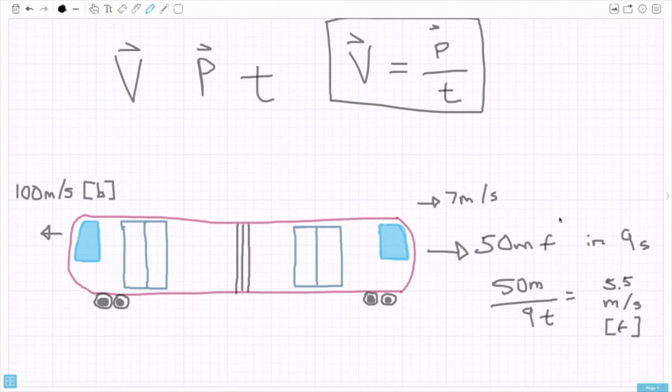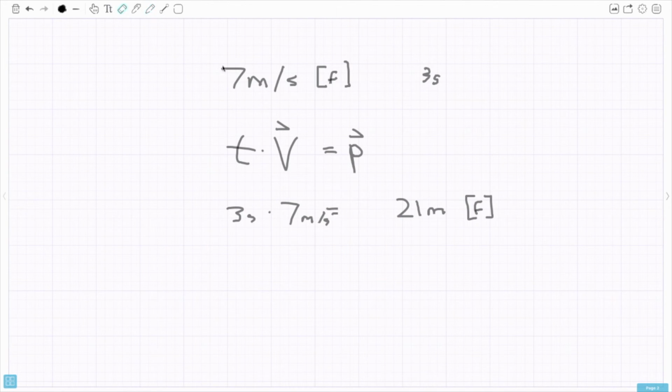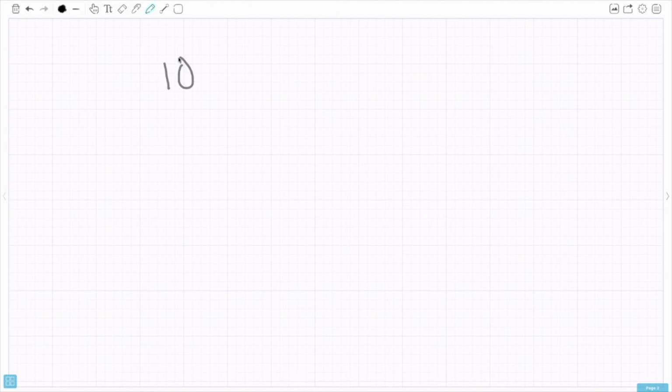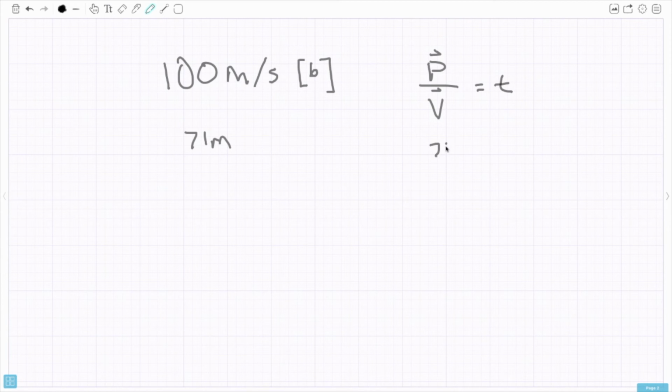So anyway, let's get started with our going backwards calculations. So let's say it goes at 100 meters per second on a 71 meter road. So basically going backwards at 100 meters per second. And you're trying to find the time that it takes for the train to travel back to the original position. And so we're going to modify the formula a bit again. So it would be position divided by velocity equals the time, in seconds. So this means 71 divided by 100 equals 0.71 seconds. So it took 0.71 seconds to travel that 71 meter road.